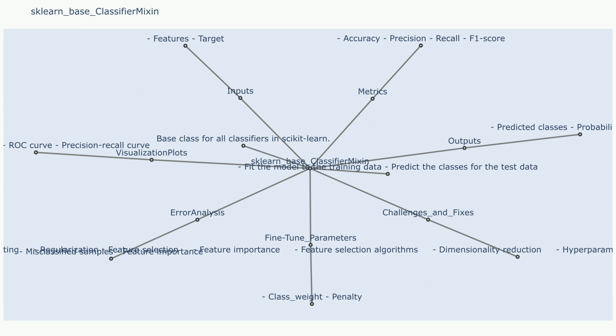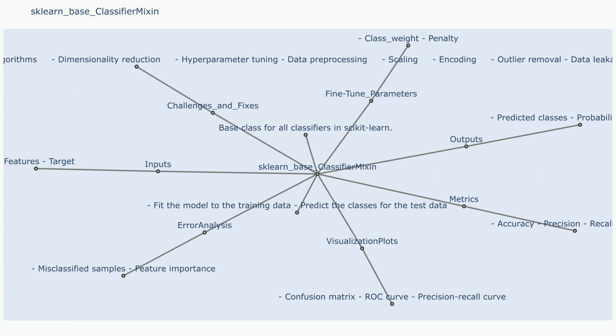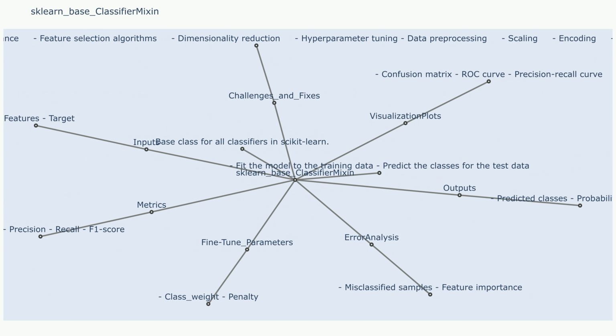Fine-tune parameters. Regularization strength controls the amount of penalty applied to model complexity, helping to prevent overfitting. Number of estimators for ensemble methods like random forests: this parameter determines the number of individual models combined. Learning rate for gradient-based algorithms: this parameter controls the step size during optimization.